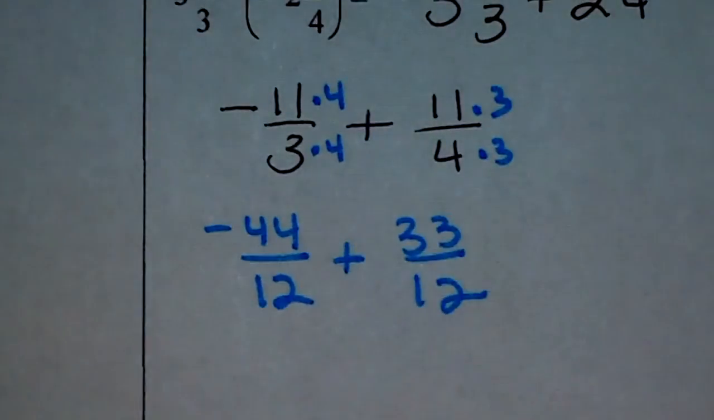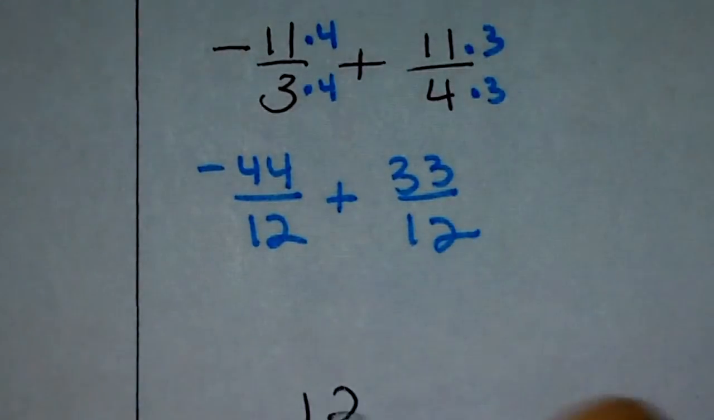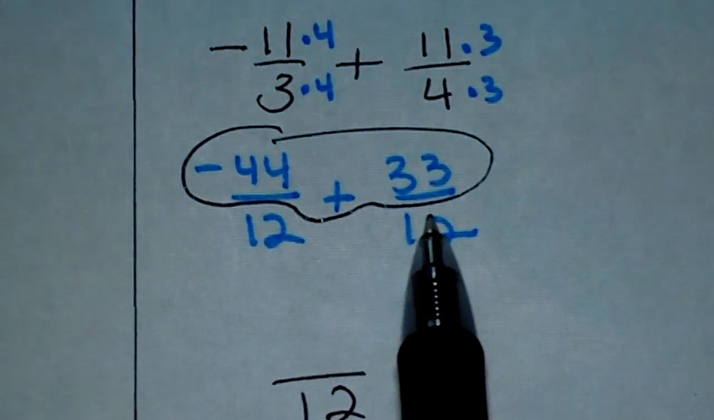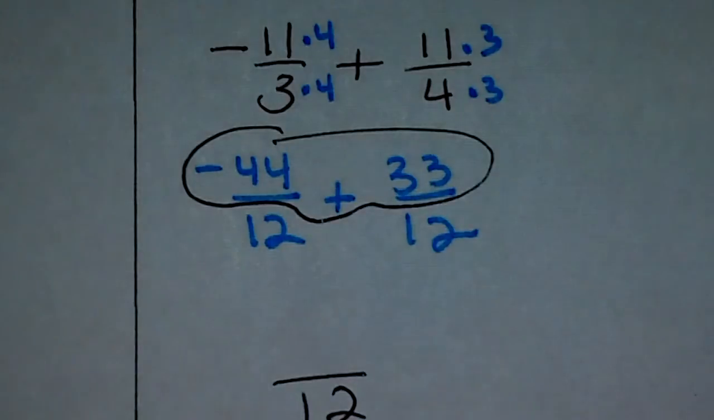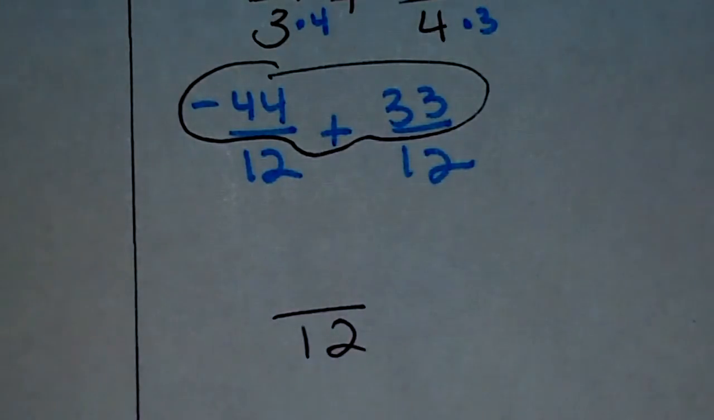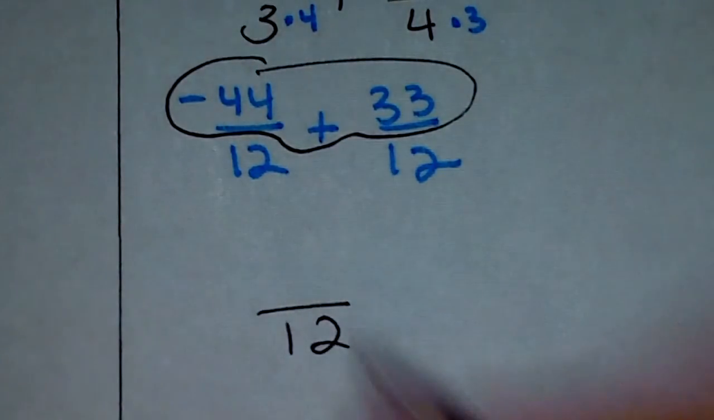Once you have that common denominator, you get to bring it over, or bring it down in this case. And I'm left with a negative 44 plus a positive 33. And I'm supposed to add those together. So we remember our integer rules. We have one of each. That means I need to subtract the digits. So 44 minus 33, that's 11.